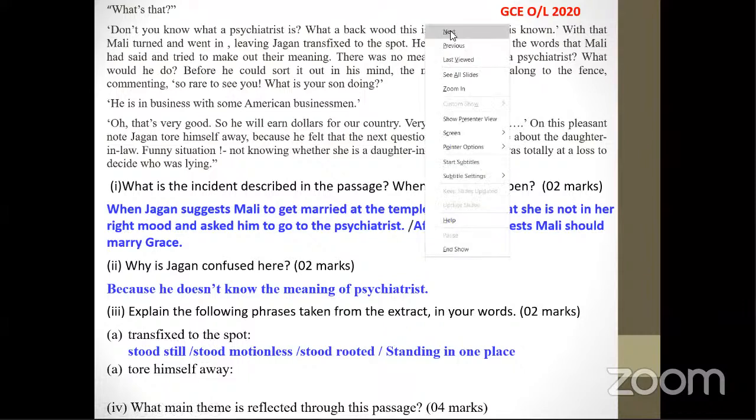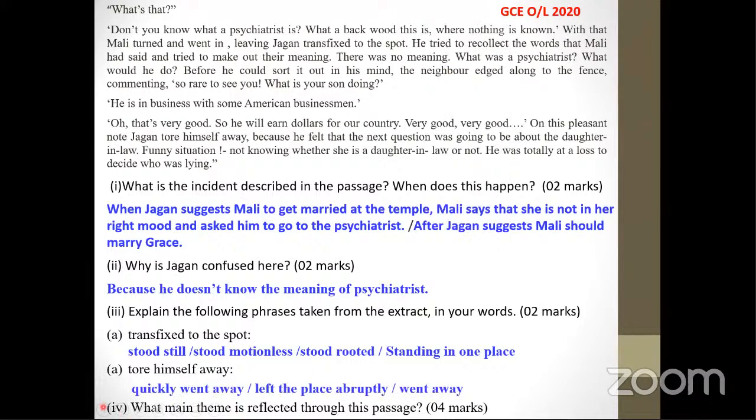Right. Let's see the answers coming. Quickly went away, left the place abruptly, went away. Move away, yes. Quickly or forcefully pull something. Now he moves away. He quickly went away. We see Jagan tore himself away. Quickly went away. Left the place abruptly. Quickness is there. Even "went away" is given a mark, right?